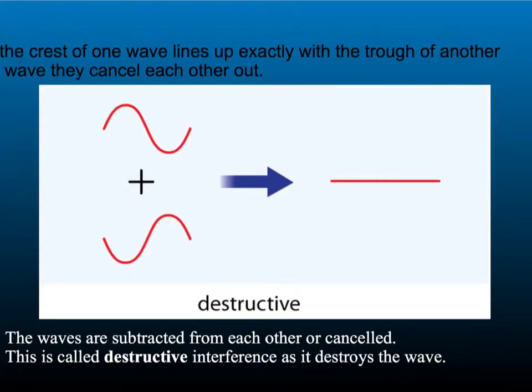Interference can also lead to the cancellation of some waves. This is called destructive interference. It happens if a crest from one wave lines up with the trough from another wave, and they cancel out. If this happens to two water waves, then you get a calm area.